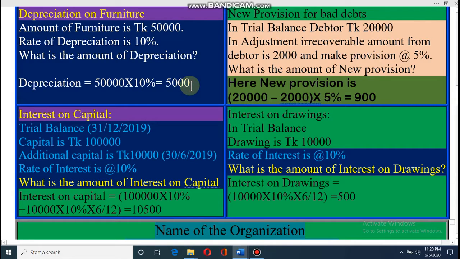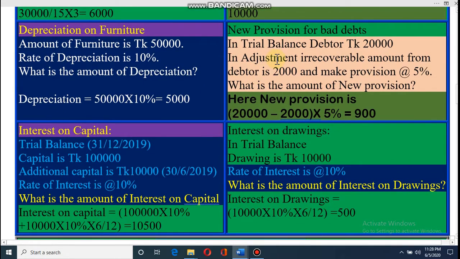It is another important operating expense. Dear student, now the most important adjustment and operating expense, new provision for bad debt. Dear student, how can we calculate new provision for bad debt? Look at, in the trial balance, debtor is given 20,000, and in the adjustment, the irrecoverable amount from debtor is taka 2,000, and make provision at the rate of 5%. What will be the amount of new provision?